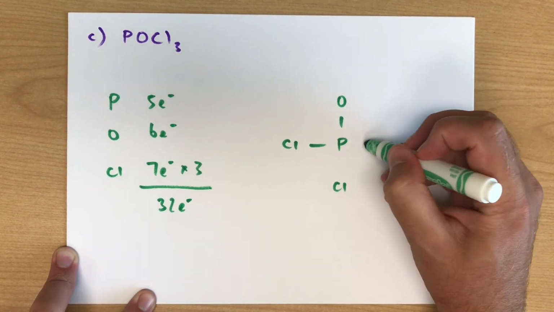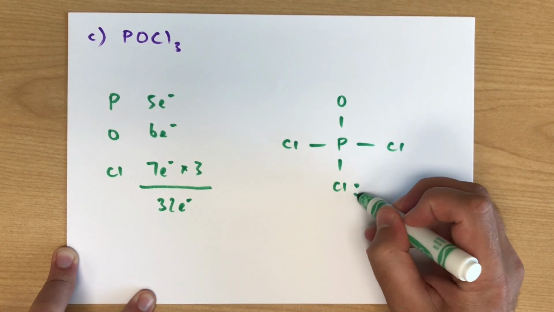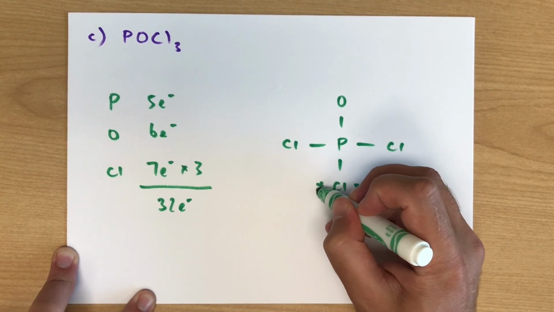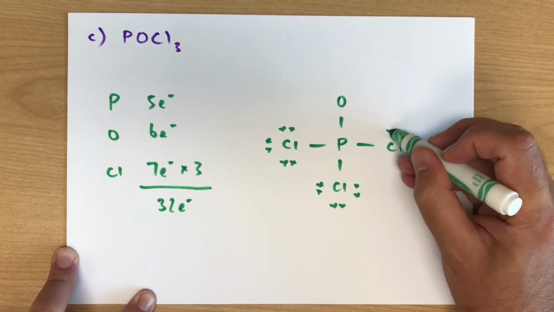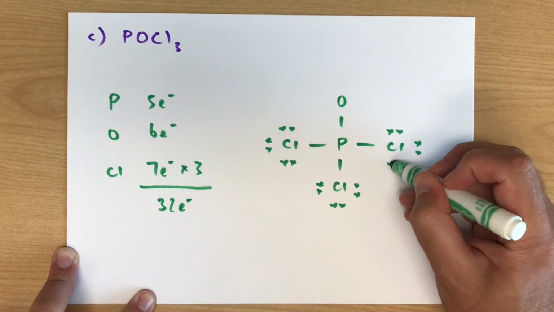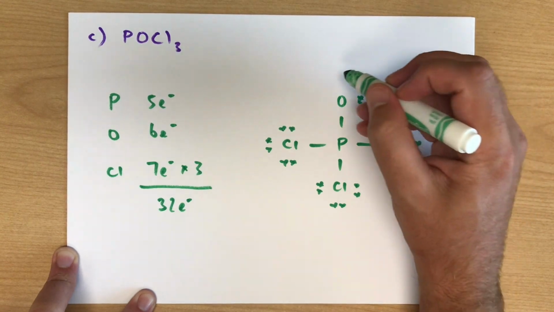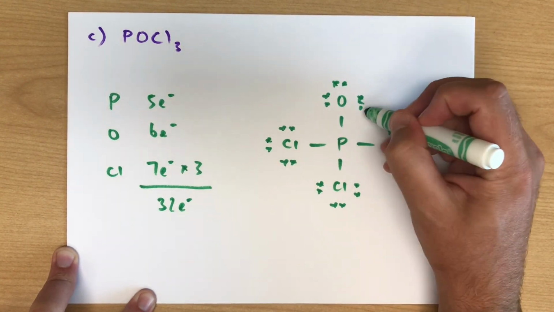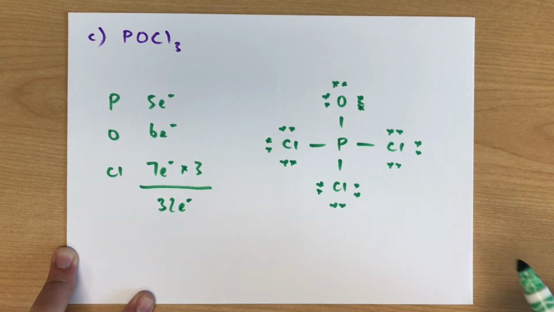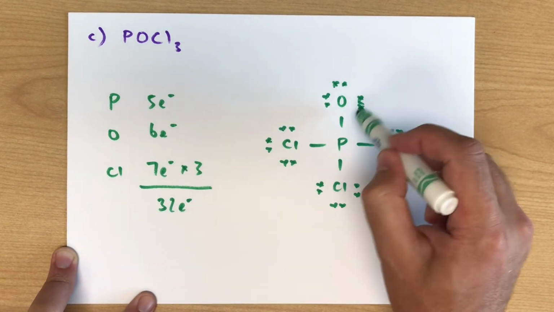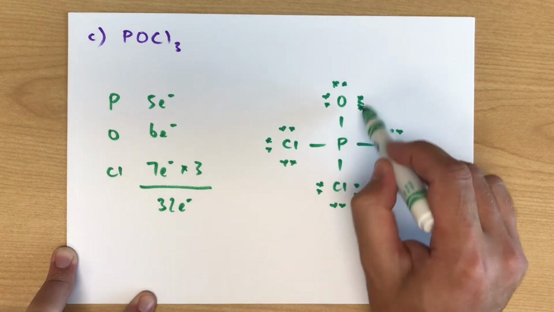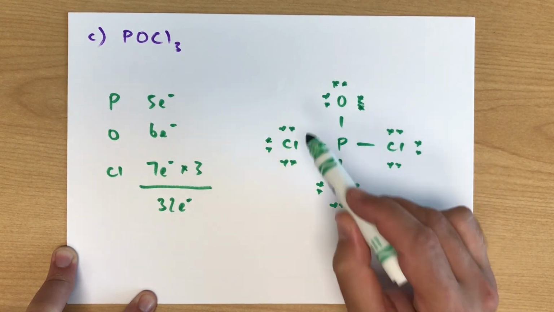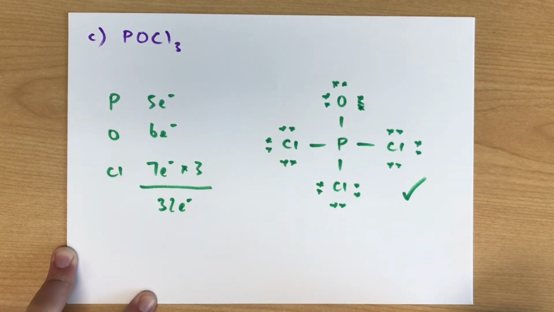Join them with a single bond. Fill the outer atoms first. And I've used 8, 8, 8, 8, makes 32, so I've used them all, and they've all got full valence shells with 8, phosphorus has full with 8, so that is the correct Lewis structure.